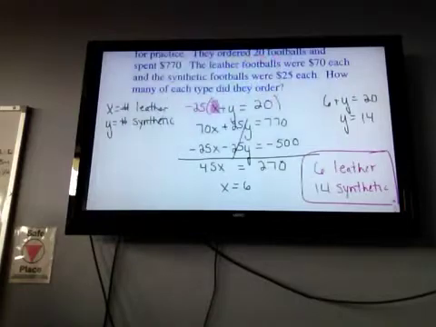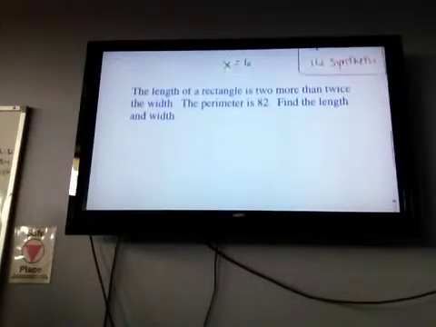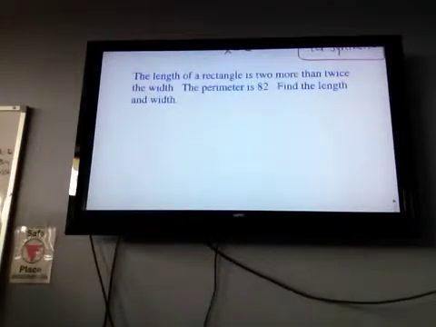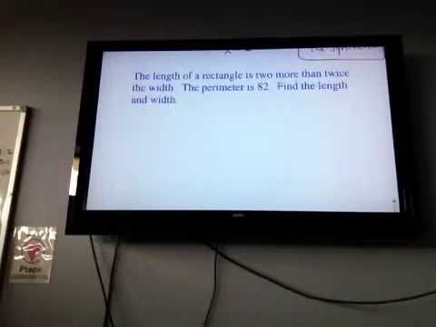Okay, next question, very different. We're talking about a rectangle. It says the length of a rectangle is 2 more than twice the width. The perimeter is 82. Find the length and width. Okay, so I'm going to use L and W because it's easier on a rectangle question like this to use L and W instead of X and Y.